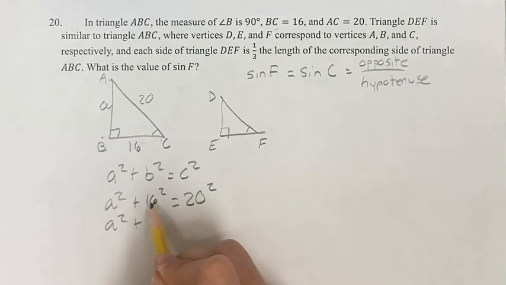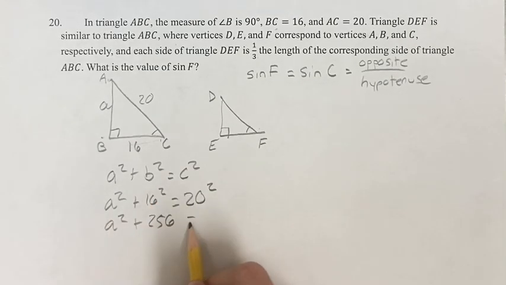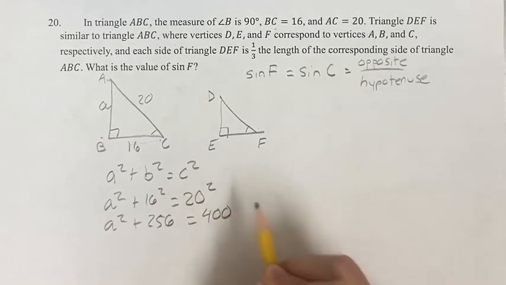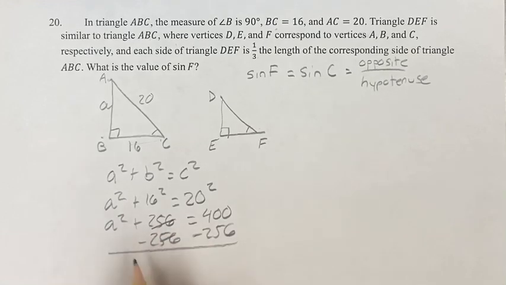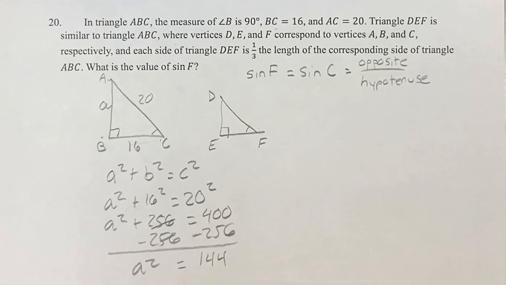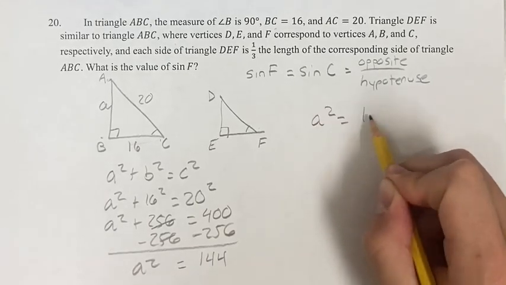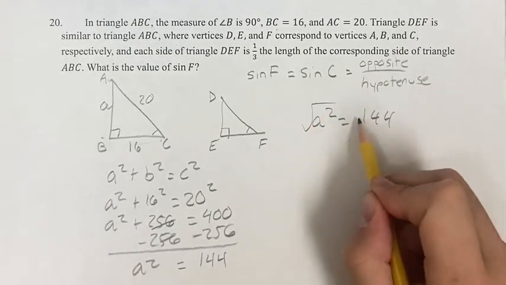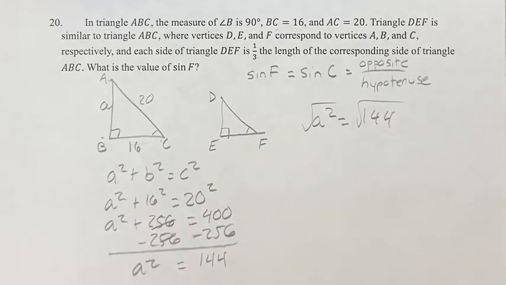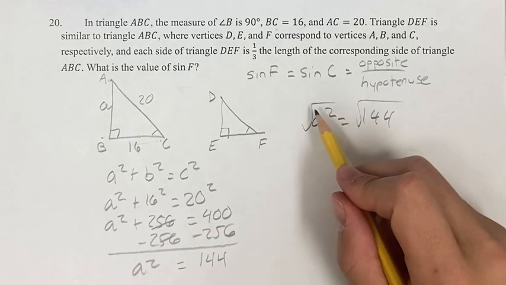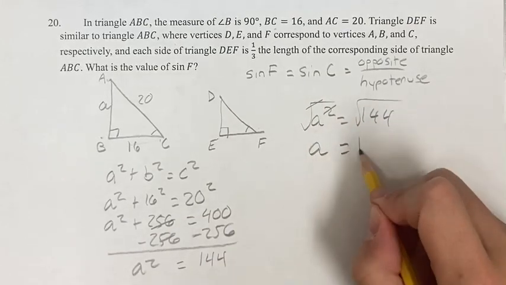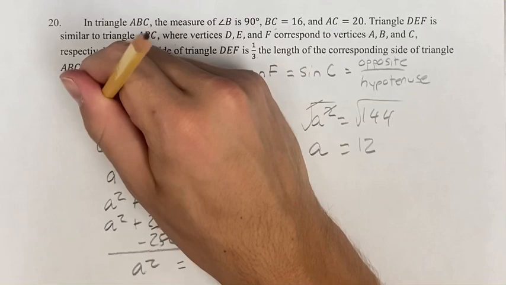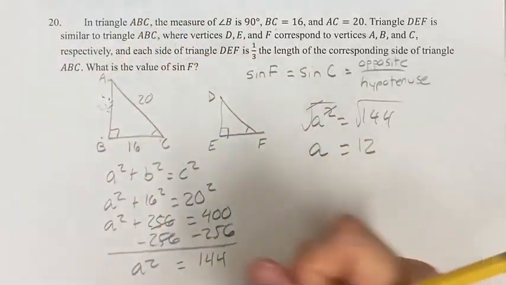So A squared plus 16 squared, which is 256, is equal to 20 squared, which is 400. Subtracting 256 on both sides, we get that A squared is equal to 400 minus 256, which is 144. Just rewriting this up here so we don't run out of space. Taking the square root of both sides, we don't have to worry about positive or negative because side lengths have to be positive. The square root of the square of A is A, and the square root of 144 is 12. So we know that A, and therefore the length of AB, is 12.